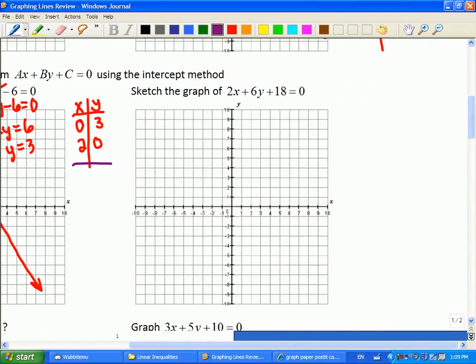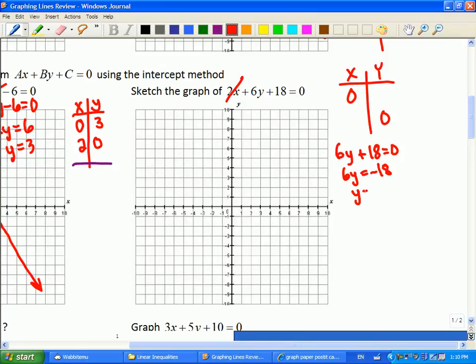Okay, so first of all, I'm going to go through the intercept method, which is the method where I'm going to plug in my favorite lazy numbers that knock things out. So if I knock this one out, I'd have 6y plus 18 is 0. So 6y's equal negative 18. y equals negative 3. Now, if I plug in 0 for y, 2x plus 18 equals 0. That means 2x's is negative 18. So I get x equals negative 9. So there's 2 points. That's enough now to graph the line. So I can trace that through.